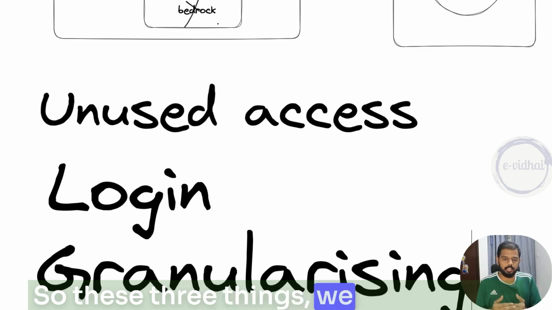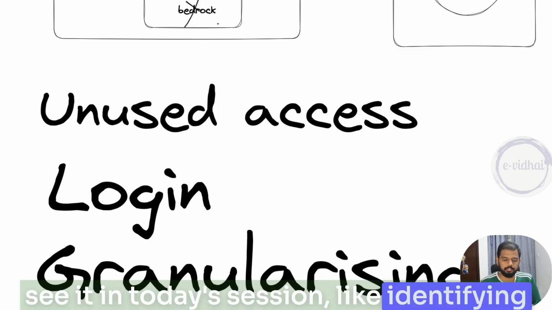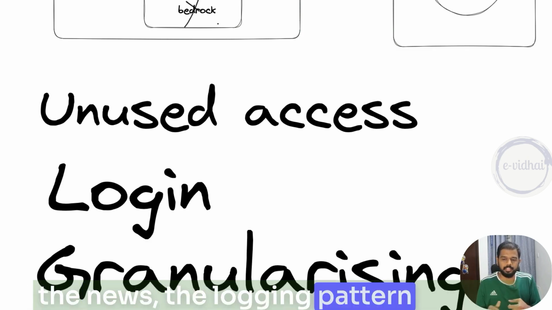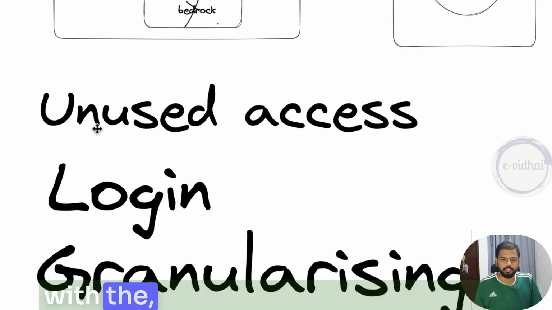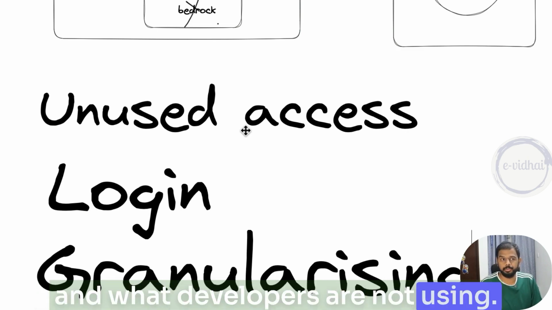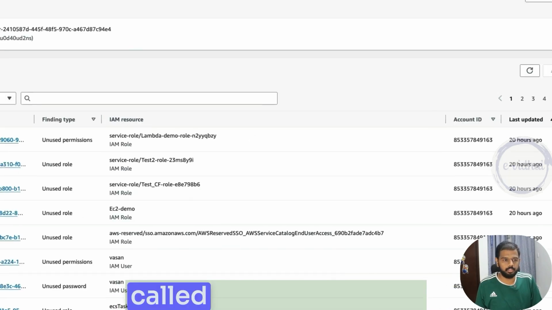So these three things we are going to see in today's session: identifying the unused access, the logging pattern, and granularizing the existing IAM policy. To begin with, to see the unused access, or to see what developers are using and what developers are not using, AWS provides a service called Access Analyzer.